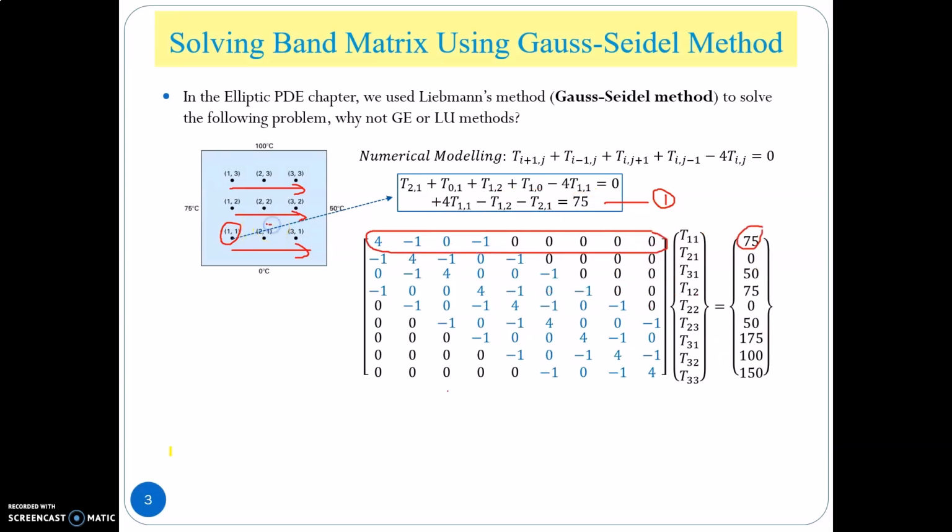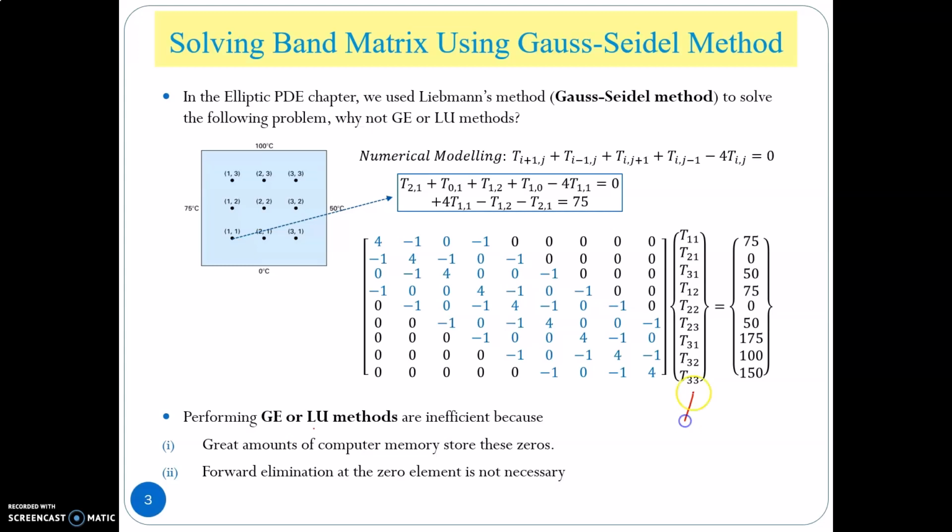If you continue to find the temperature equation at this point, then you should be able to obtain this multiplied with this column equal to 0. So for this point, you obtain the third row multiplied with the column here equal to 50. At this point, you obtain the fourth row multiplied with the column here equal to 75. And if you continue, then you should get the remaining equations.